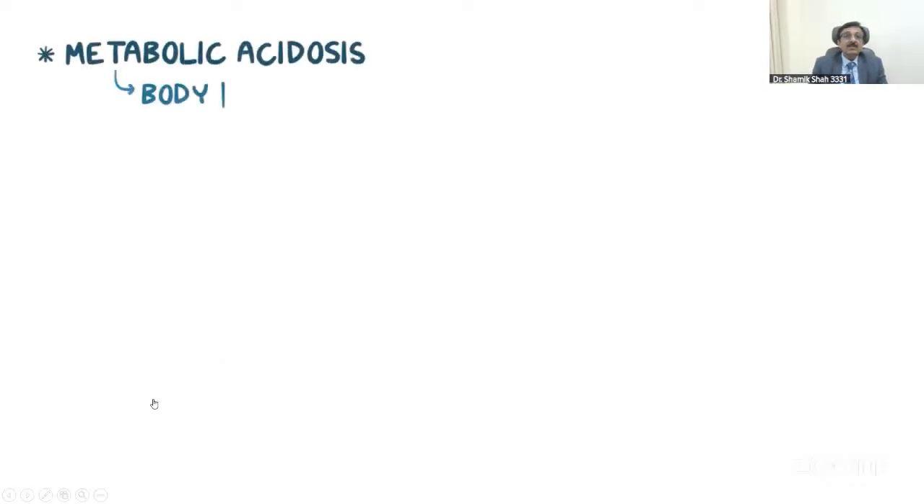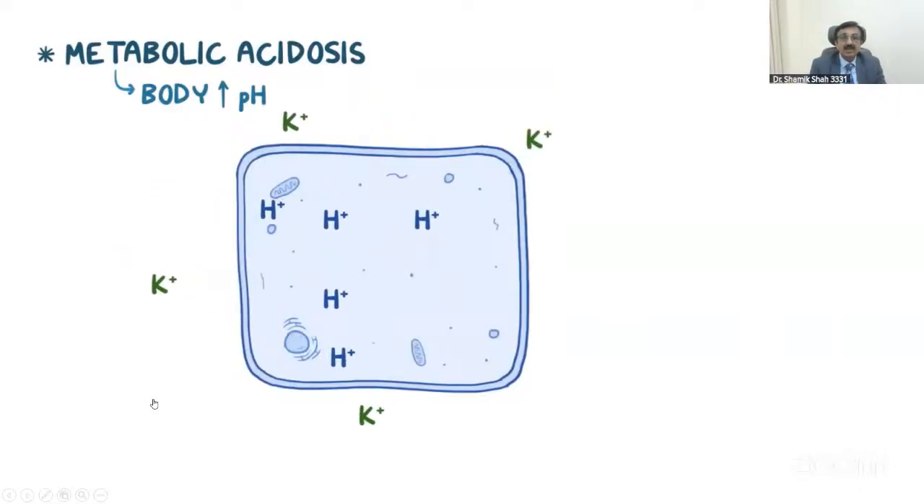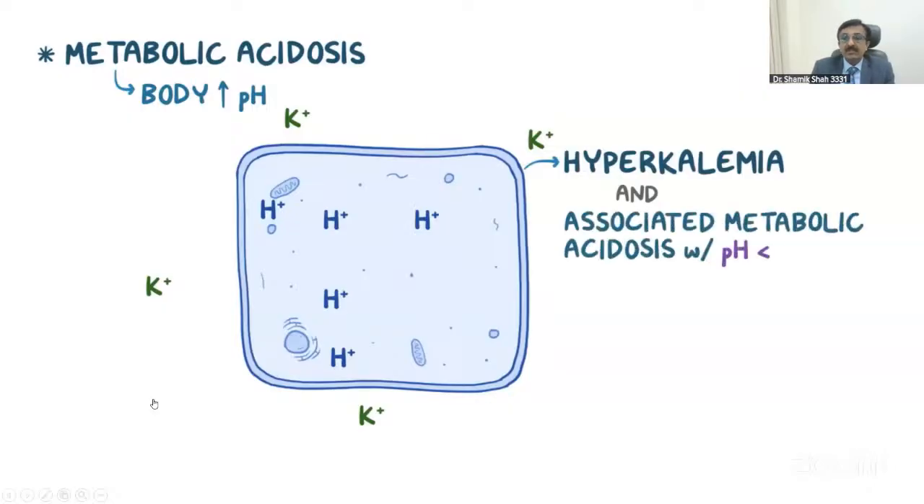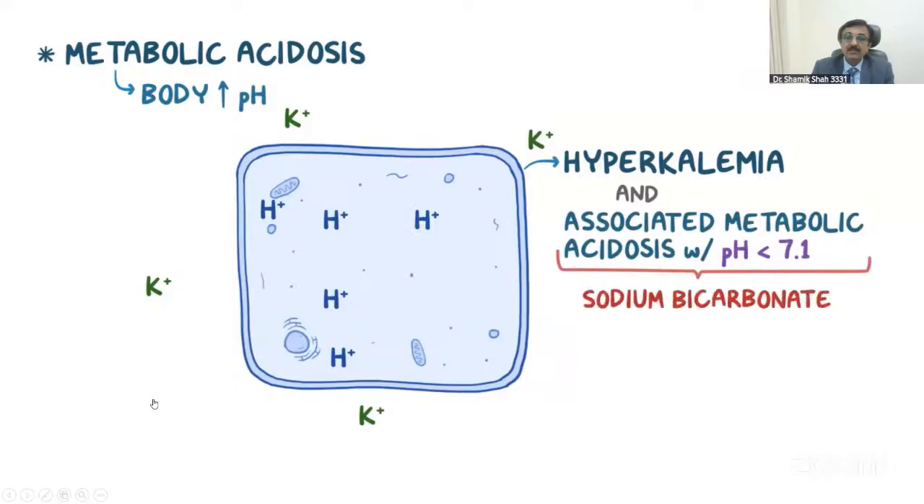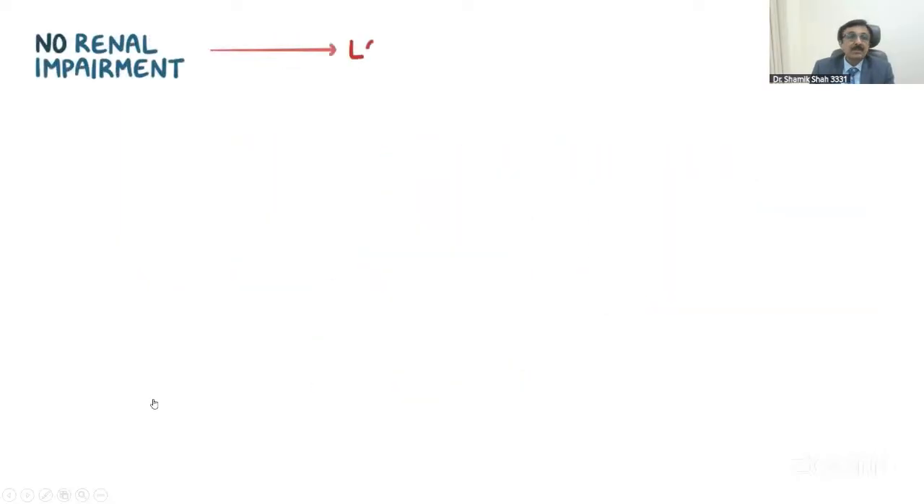If the patient has metabolic acidosis, we have seen this, right? The hydrogen ion moves inside the cell and potassium moves outside the cell, causing hyperkalemia. So, to counter this effect, for hyperkalemia associated with metabolic acidosis with pH less than 7.1, we give IV sodium bicarbonate to the patient. This helps again in mitigating the effect of hyperkalemia.